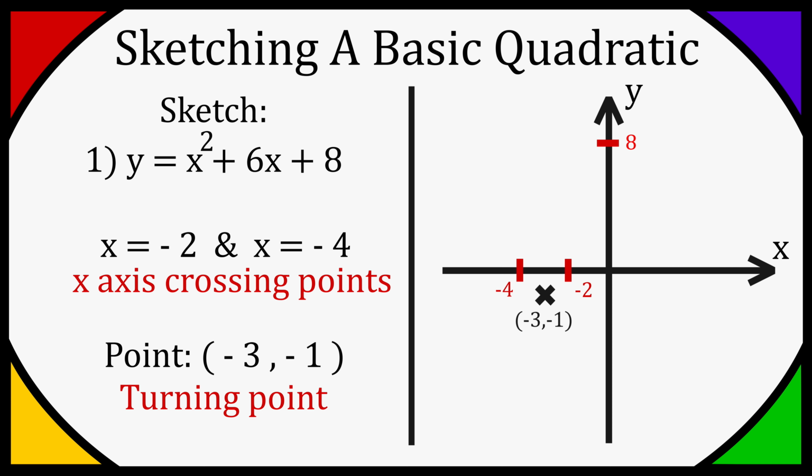Now we've got all these points and we know it's going to be a U shape. We just draw in our graph and you can see it here. I have done this terribly, but I will prop up a better version to show you what it's meant to look like. As you can see, we've got minus 4 and minus 2, the x crossing points, then the turning point at (minus 3, minus 1), and it crosses the y-axis at 8.